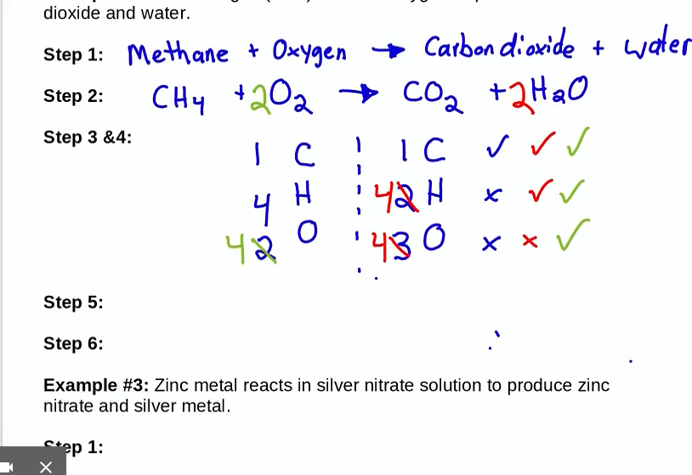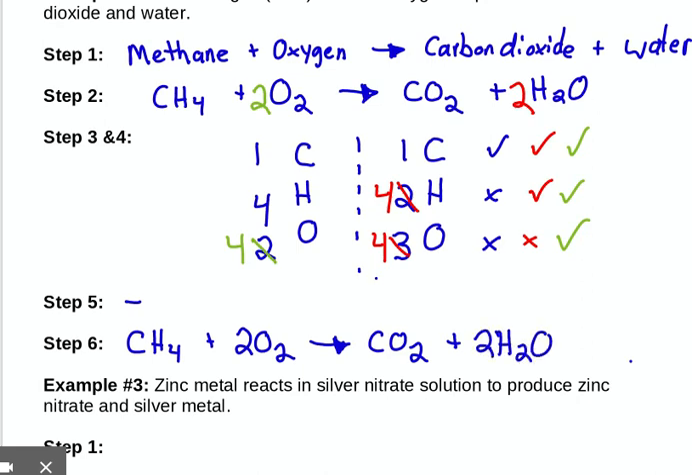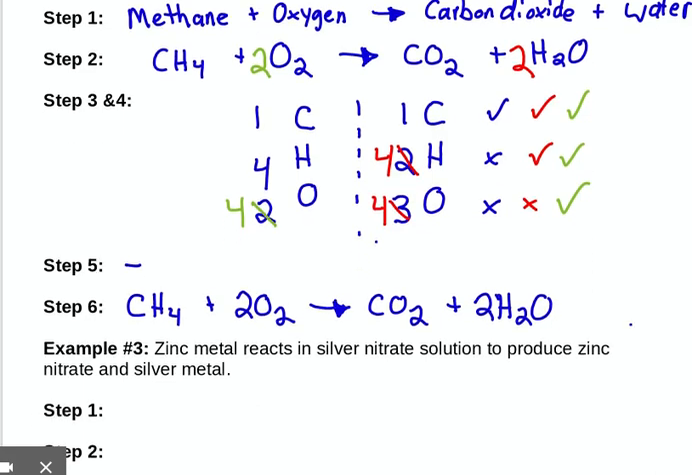Step 5 was to common factor. It looks like we cannot common factor because of the invisible 1 coefficient in front of the methane and the carbon dioxide. And then we can just write out our nice equation here, CH4 plus 2O2 makes CO2 plus 2H2O. Okay, we'll do one more example together.